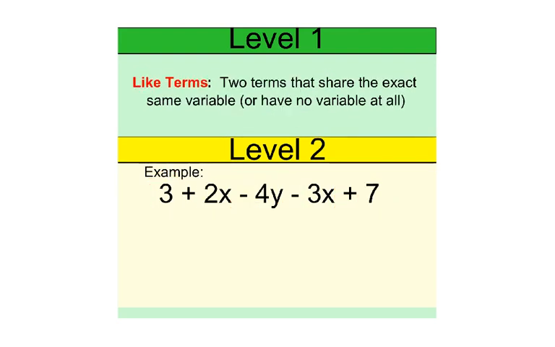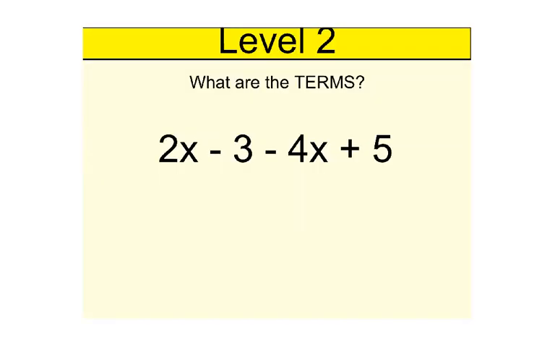Like terms, well, it's the ones that are like. They either don't have a variable, both of those don't have a variable, or they do have a variable, but it's the same variable. So in this case, it's 2x and -3x, because they both have x's, and the -4y does not have a like term.